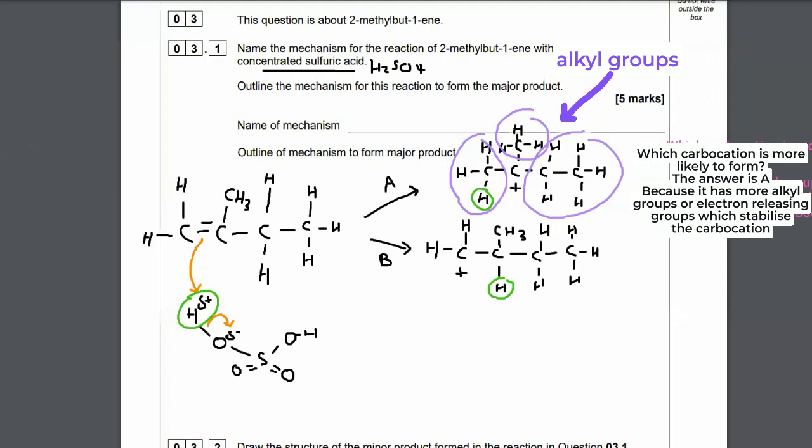The minor product, product B, the carbocation there, is less likely to form. Now, why is this important? It means that it affects our final molecule. So now we're going to get on and finish the mechanism using the carbocation A. We're not going to use carbocation B, so I'm going to draw out carbocation A again down here.